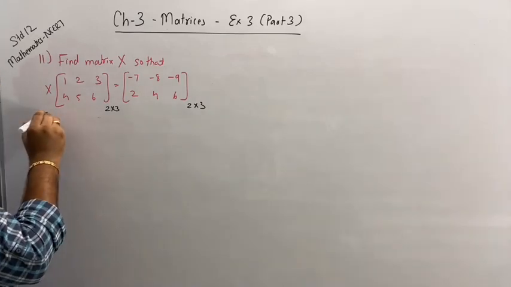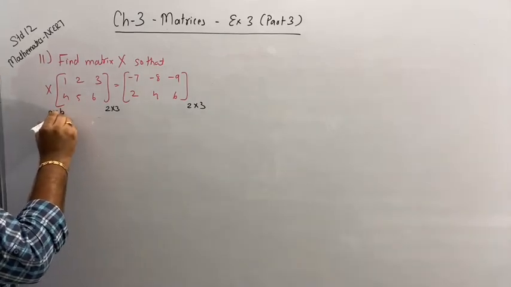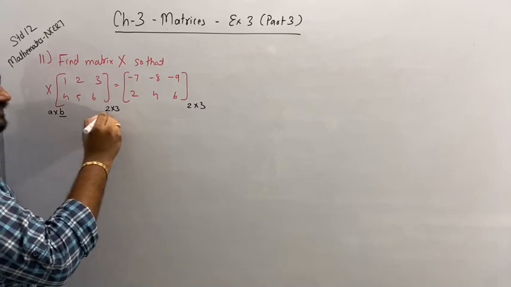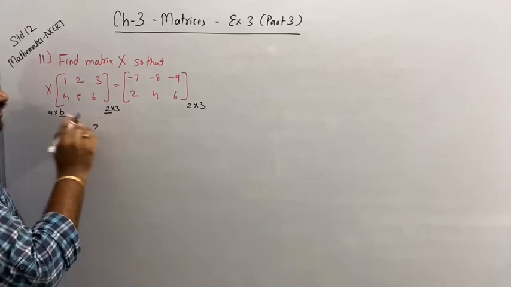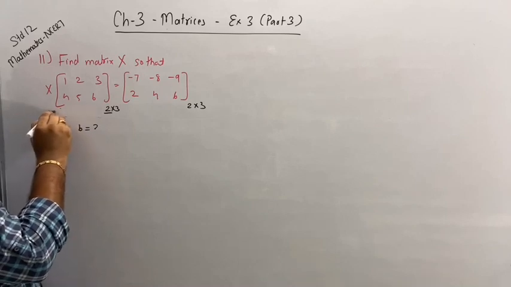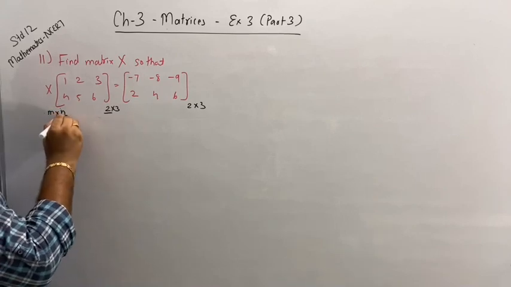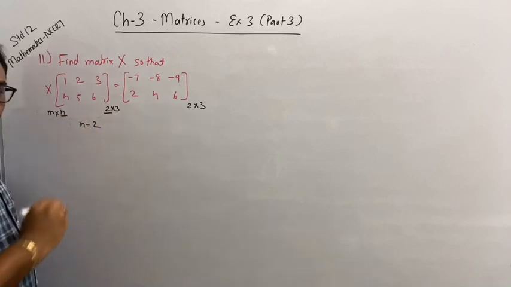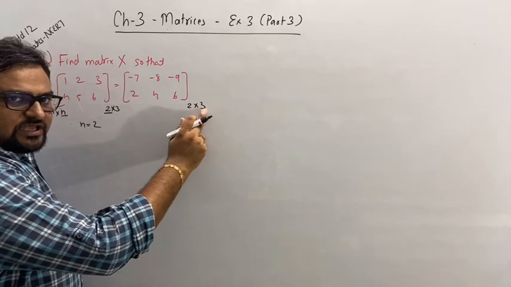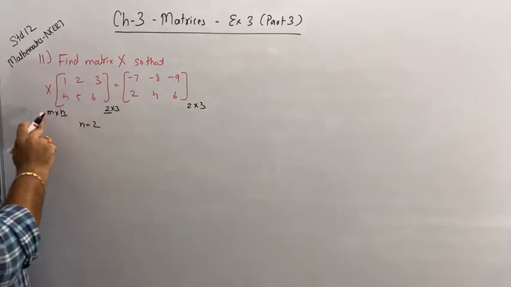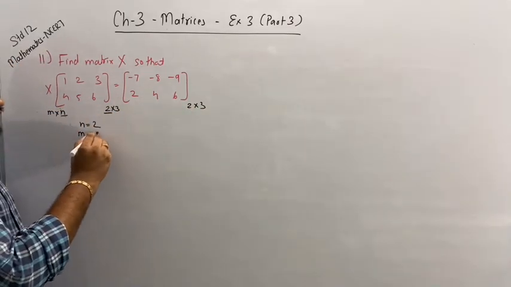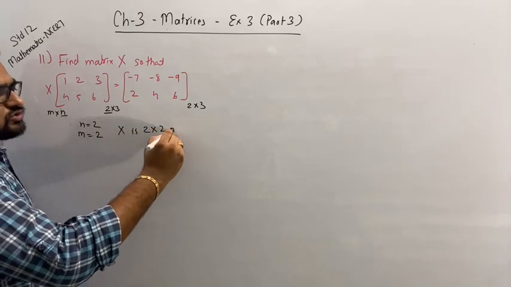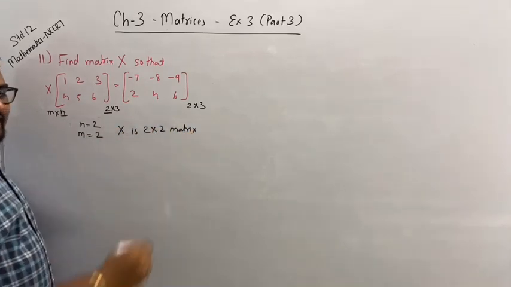Let's say matrix X is A cross B. Now we can multiply X and this only if B is equal to, or let's write down M cross N. So I can only multiply when N is equal to 2. And the answer I got is 2 cross 3. So 3 is from here and 2 will be from here. So M will be equal to 2. So X is a 2 cross 2 matrix.